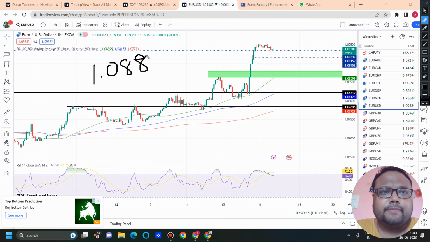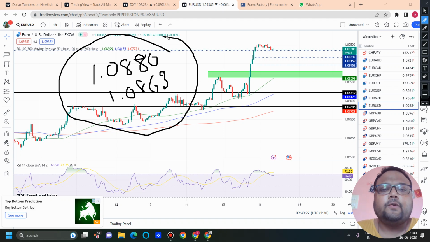1.0880, let's make it 1.0863. This is the best level where you can expect the buyers to be present, where you can expect the market to get some strong support from the 50 moving average here. The previous resistance will be working as support here. So this seems to be the best support on the chart of Euro USD if market comes down for retracement.